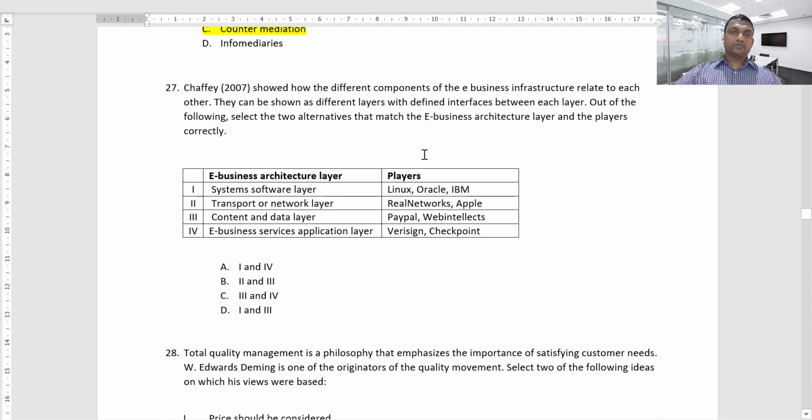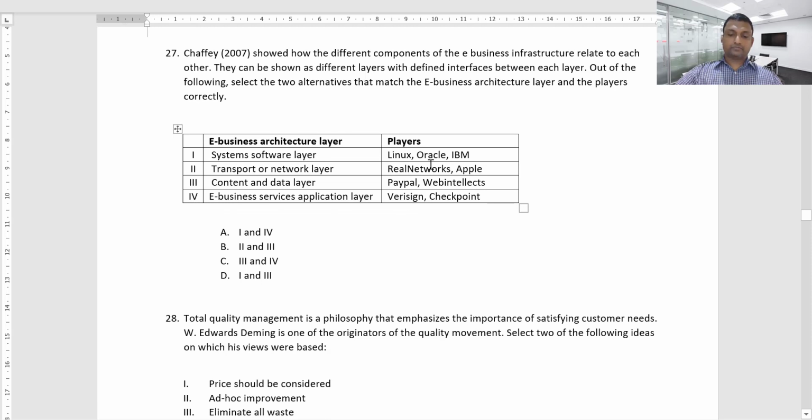Okay, now let's move on to question number 27. According to the author Chaffee, the author has shown how the different components of the e-business infrastructure relate to each other. They can be shown as different layers with defined interfaces between each layer. Out of the following, select the 2 alternatives that match the e-business architecture layer and the players correctly.